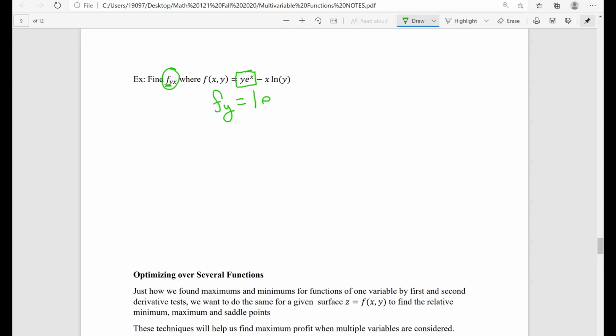And notice that e to the x is just a spectator. It's just a constant, not doing anything. Minus, now we're going to take the derivative with respect to, we're still with y. So x in this case is still a constant. The derivative of ln of y is just 1 over y. So f sub y is going to be equal to e to the x minus x over y. Okay, so that's f sub y.